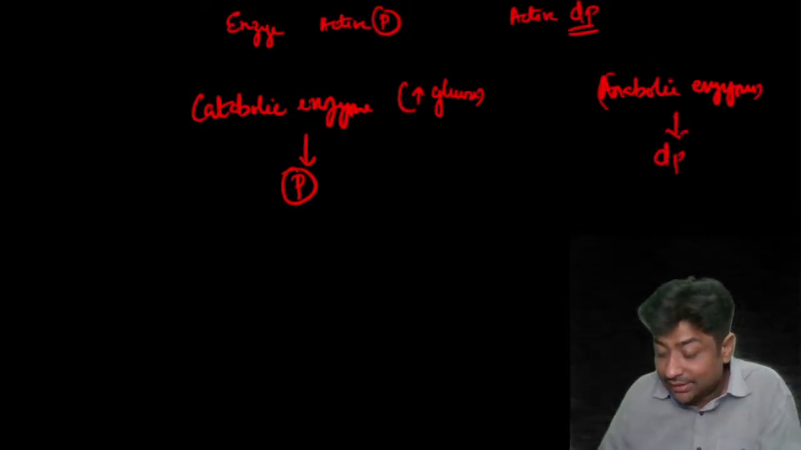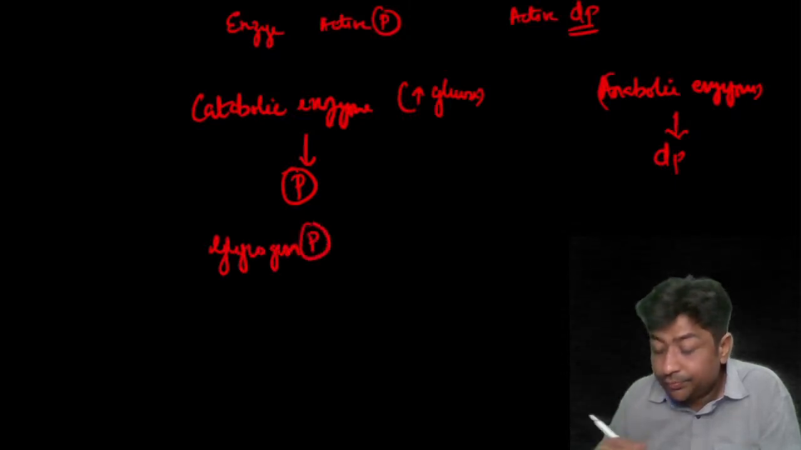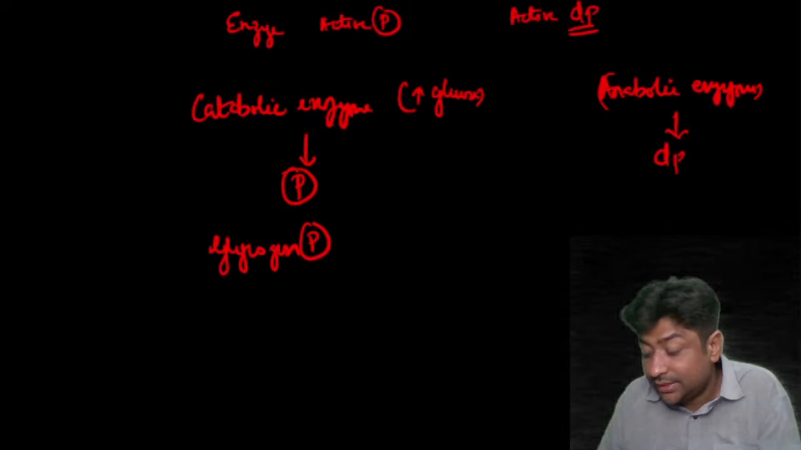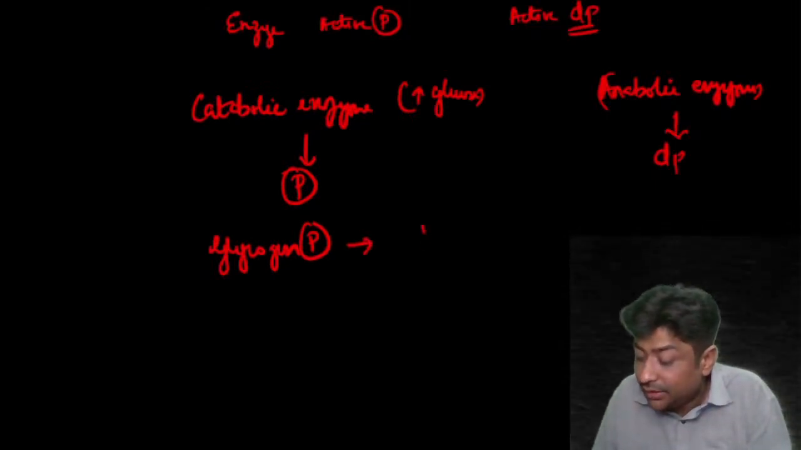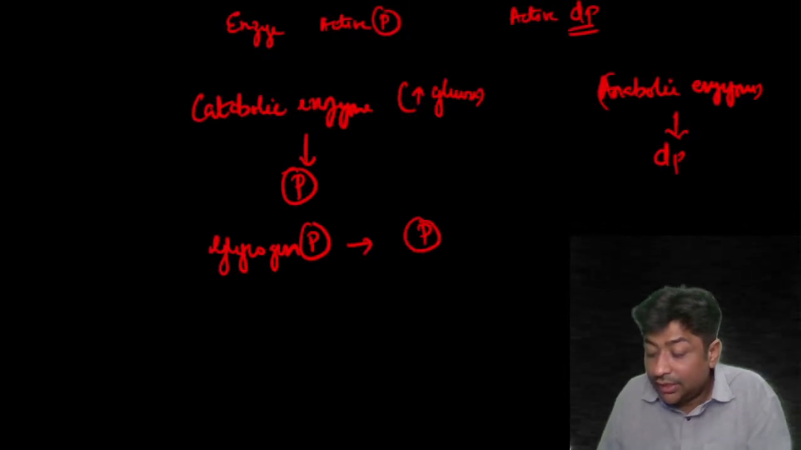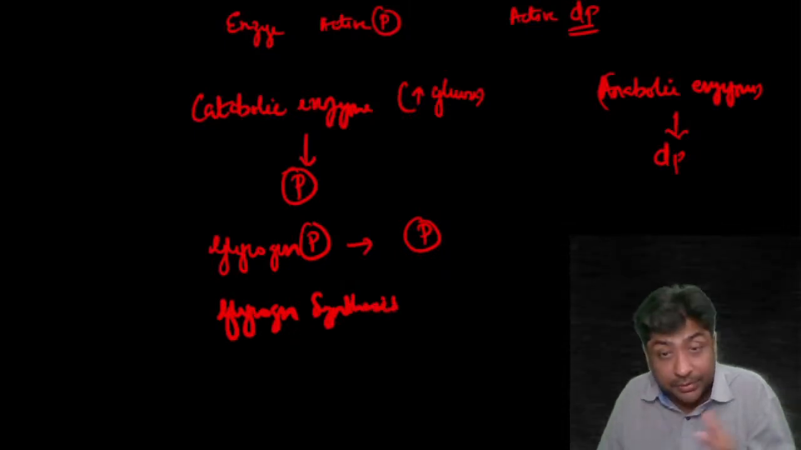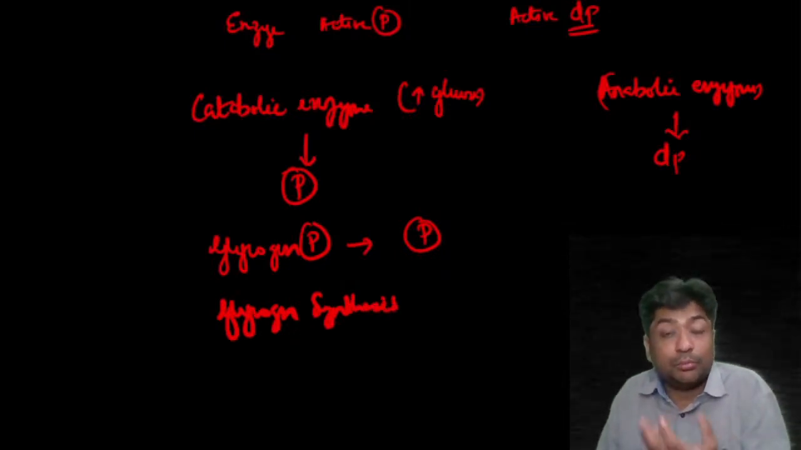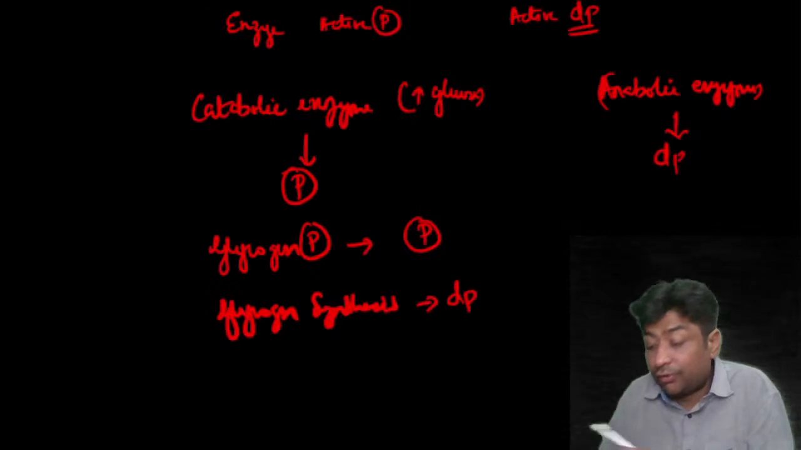Now let's see an example. Let's talk about glycogen phosphorylase. Glycogen phosphorylase will break down glycogen. So catabolism is happening. It will be active in phosphorylated form. Let's talk about glycogen synthase. Glycogen synthase is an anabolic enzyme, which means it will be active when more glucose is there and anabolism is happening, glycogen synthesis. So it will be active in dephosphorylated form.